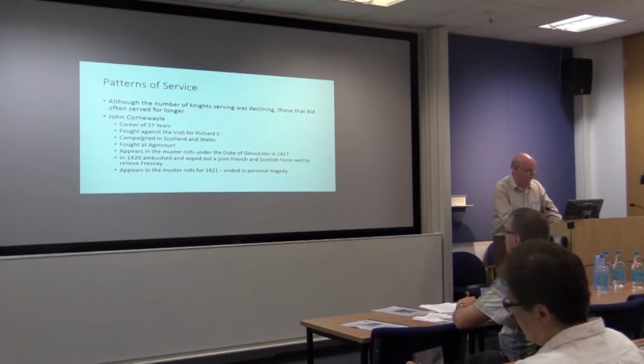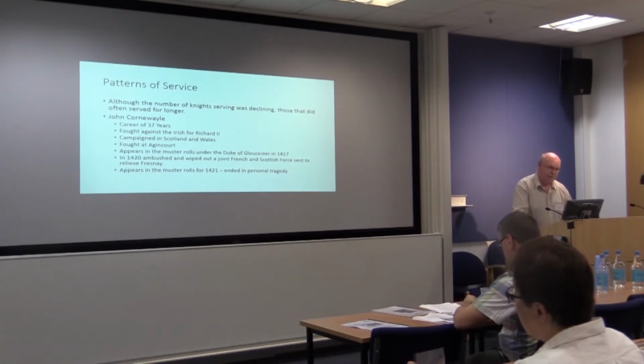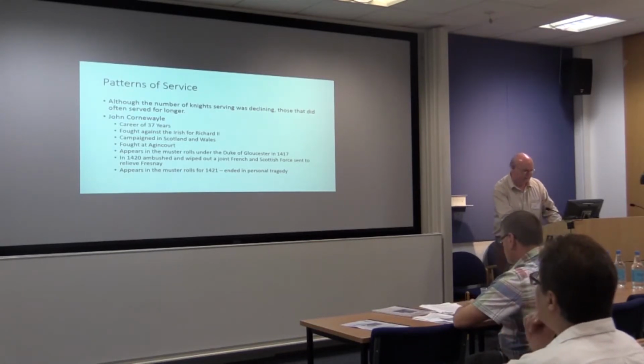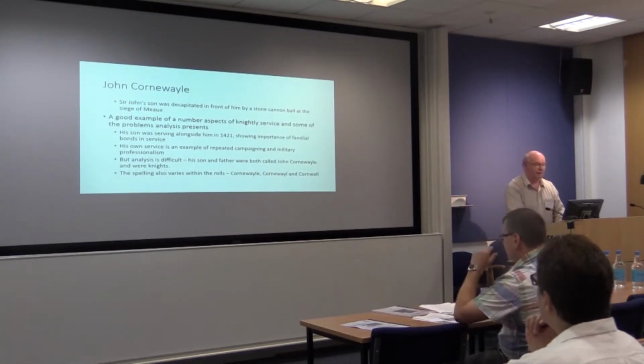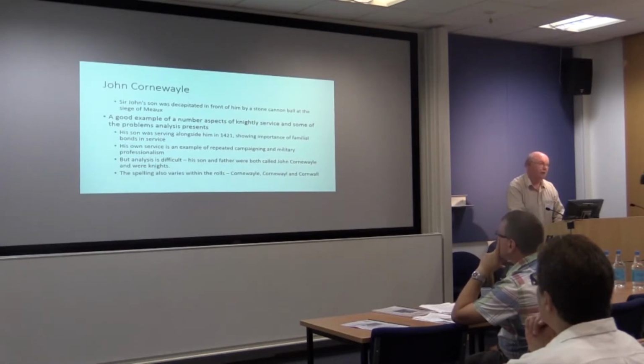John Cornwall had a career of 37 years. He fought against the Irish for Richard II. He also fought in Scotland and Wales. He was at Agincourt. He was there in 1417 in the expedition to France. And then in 1420, he ambushed and wiped out a joint French and Scottish force. He also appears in the muster rolls for 1421, but unfortunately for him, it was a personal tragedy. He was there with his son, who was decapitated in front of him by a stone cannonball, which also injured John.